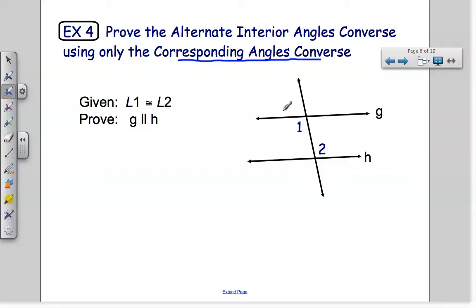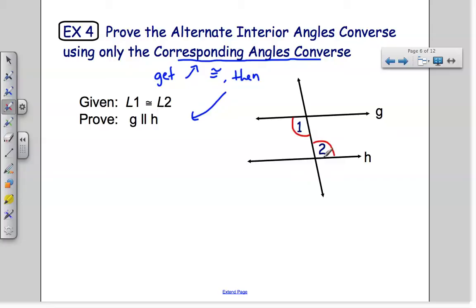So to prove that these lines G and H are parallel, I have to get these angles congruent, then I can say that G is parallel to H. So I need a pair of corresponding angles congruent. And you notice, actually, I am given that angle 1 is congruent to angle 2. Which makes sense, because if I'm proving alternate interior angles converse, these are alternate interior angles.